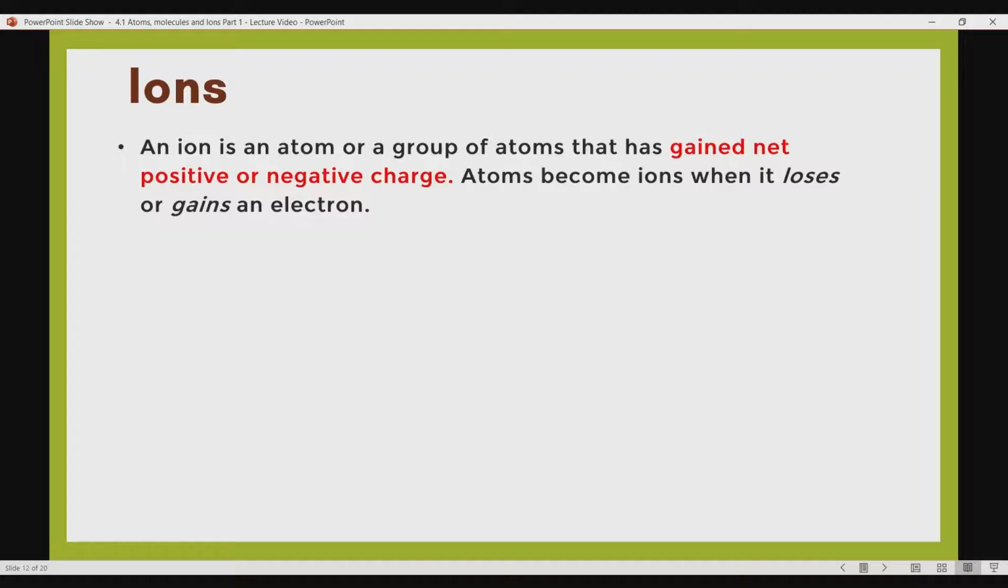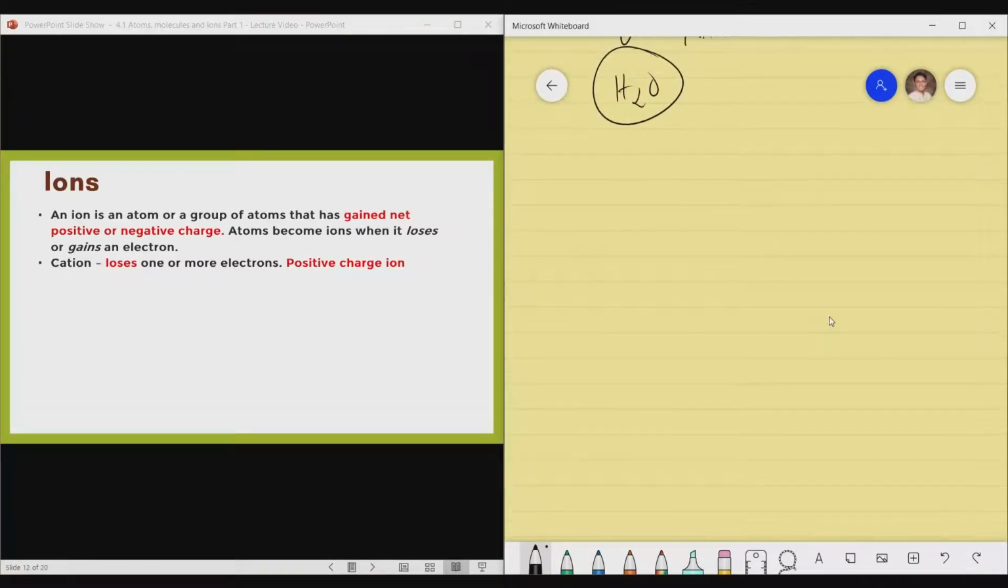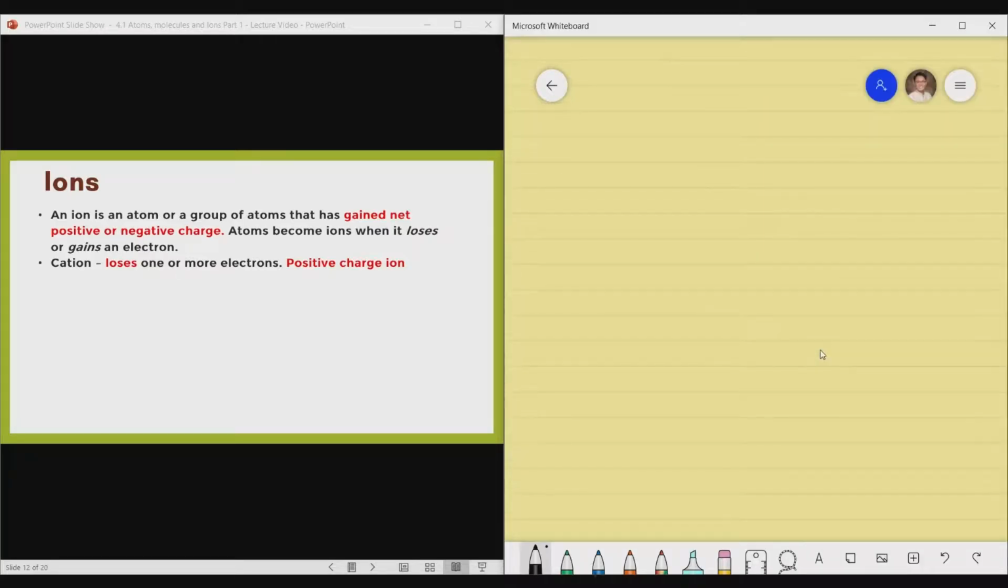Ang atom ay nagiging ion lang kapag nawalan o tumanggap ng electron. So, hindi natin papansin si proton, neutron dito. Basta si electron. Okay? So, kapag nawalan ng electron, cation ang tawag. Positive charge. Siyempre, paano naging positive? Kasi nga si electron, naalala natin, negative siya. Naalala natin na si electron ay negatively charged. So, syempre, parang in life, diba, pag nawalan ka ng negativity, you'll be positive. So, that is what we call cation.